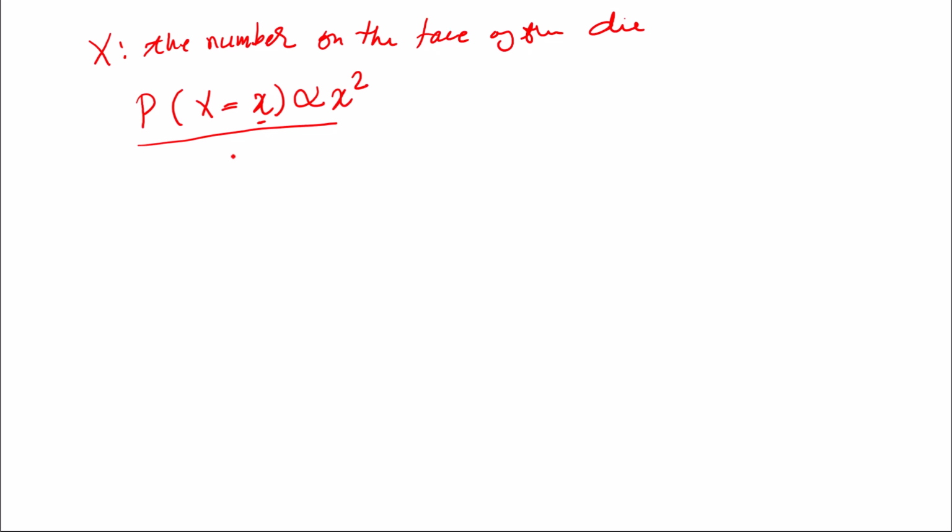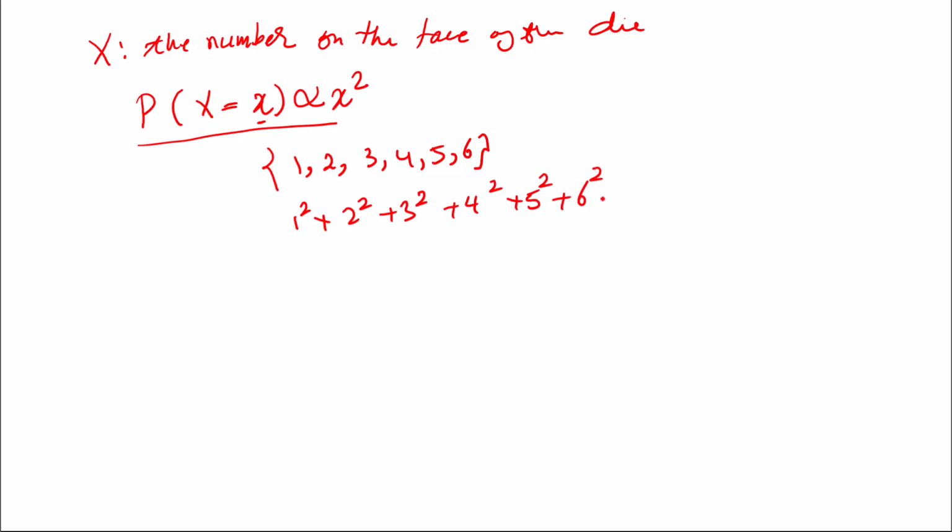So we compute the sum of squares. What is the sample space? 1, 2, 3, 4, 5, 6. And how can we do it? 1 squared plus 2 squared plus 3 squared plus 4 squared plus 5 squared plus 6 squared is equal to 91. So k is equal to 1 by 91.